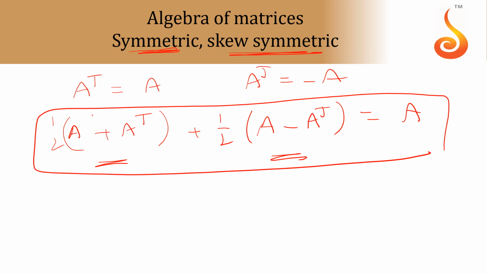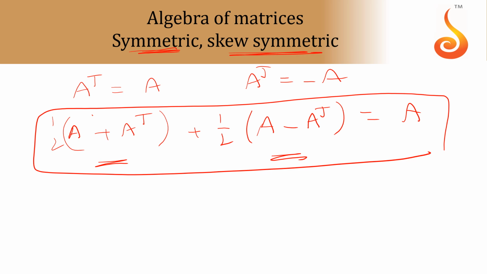So for any given matrix, if you want to test symmetric, just test what its transpose is. Are you getting the same matrix, or minus of that matrix, or something else? There is no guarantee that every square matrix must be either symmetric or skew symmetric. You can have neither symmetric nor skew symmetric also.